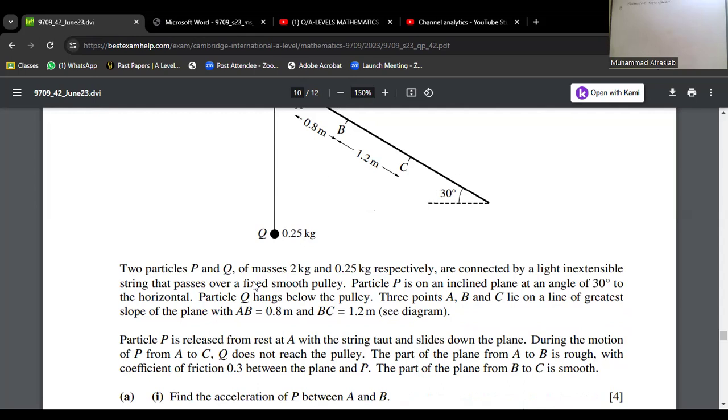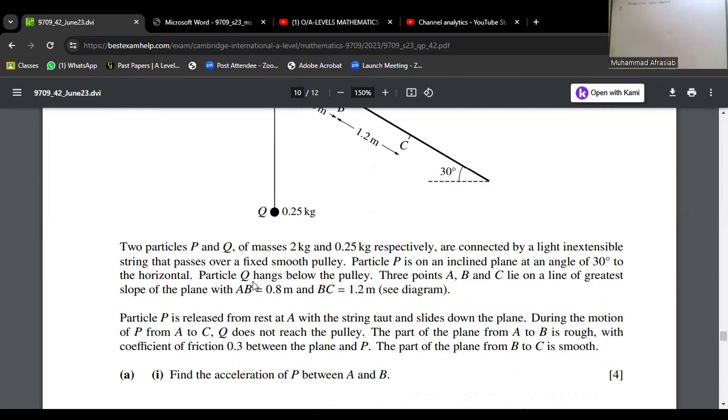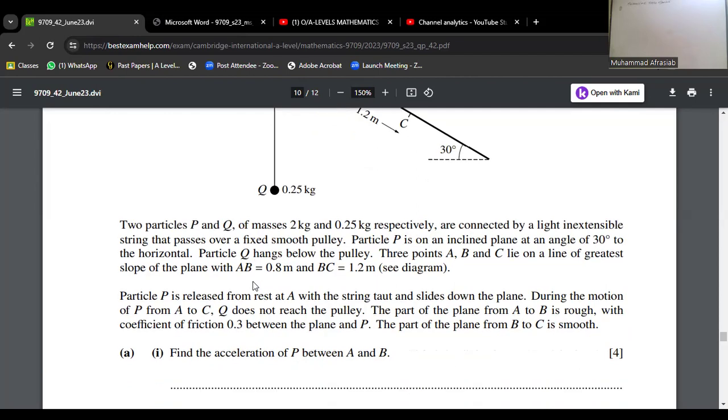During this motion of P from A to C, Q does not reach the pulley. The part of the plane from A to B is rough, with the coefficient of friction 0.3 between the plane and the particle P. The part of the plane from B to C is smooth. Find the acceleration from A to B of particle P.